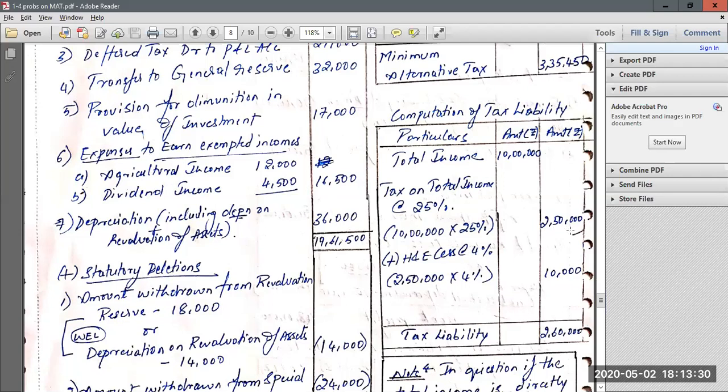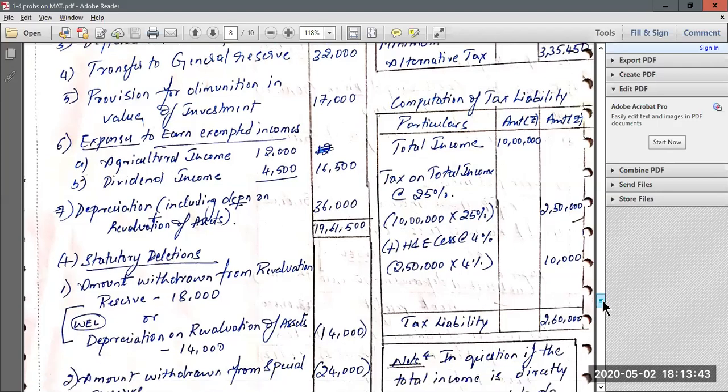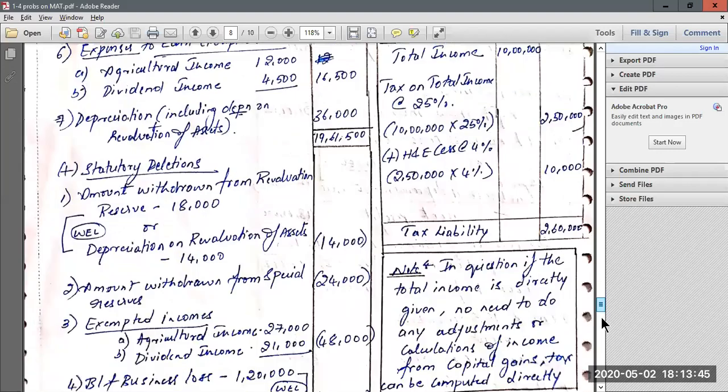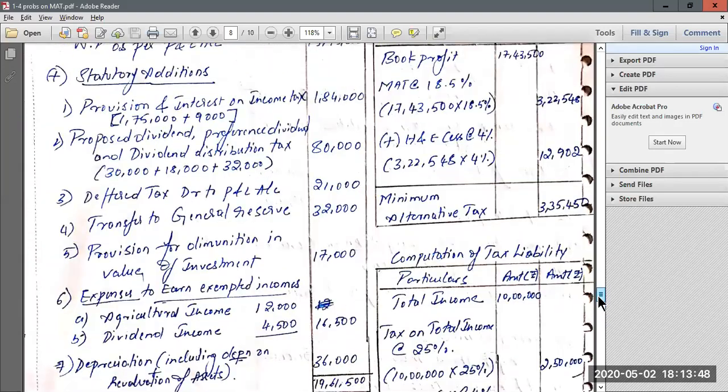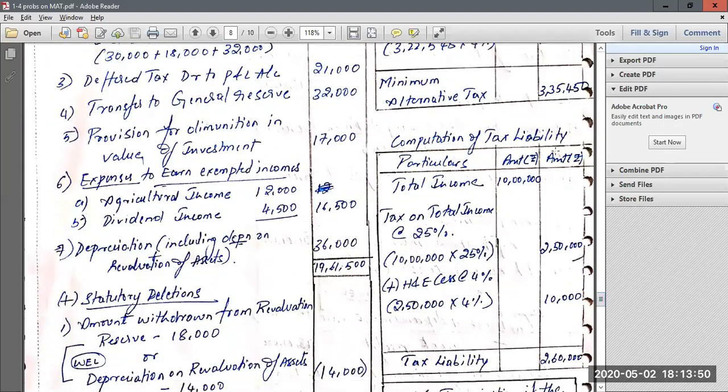So 2,50,000 plus this 10,000 will become 2,60,000, and that becomes your tax liability under normal provisions. Now again you have to compare both, 3,35,450 and 2,60,000. Whichever is higher will be your tax payable to the government. Since there is no space here, I could not write it, but you write in your notes that among these two items, whichever is higher, that will be the tax you have to pay to the government. So 3,35,450 is higher, so this is the amount which you pay as tax liability to the tax authorities.